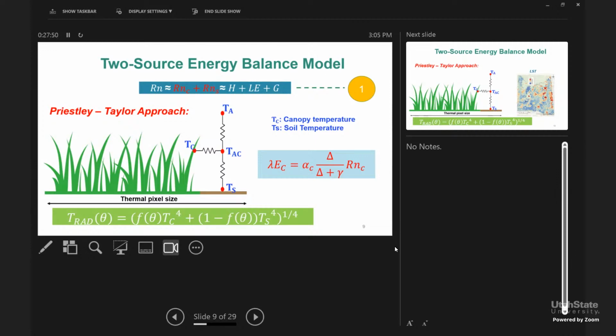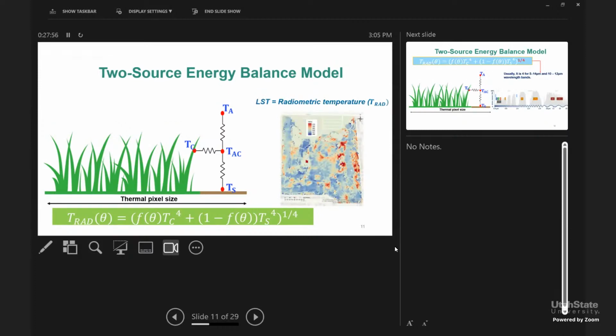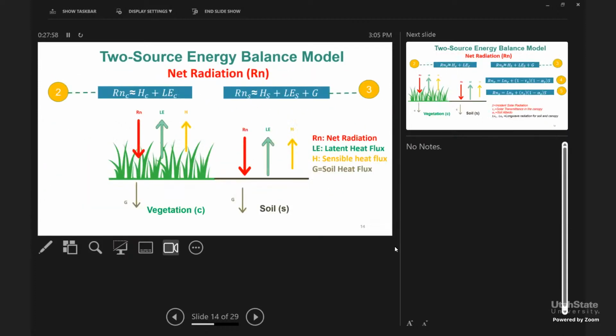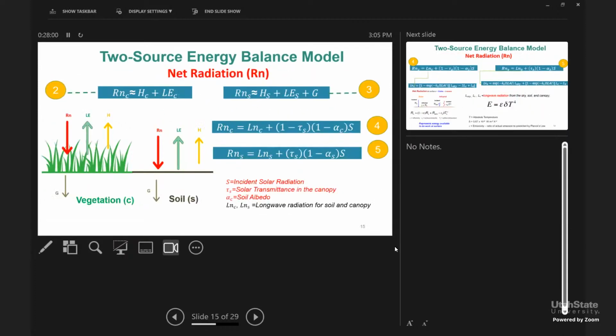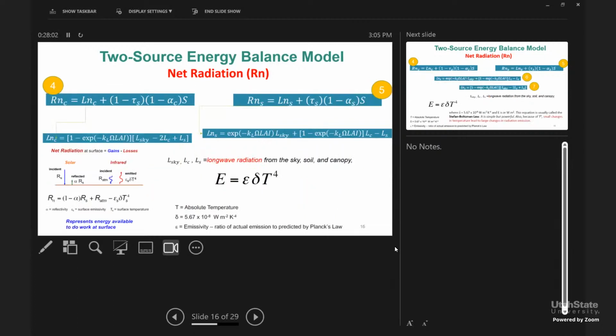So the input comes from the sun, and the output is the energy that bounces back to the atmosphere, but also the heat that we're losing that warms up the soil. So balancing both sides, we can just calculate whatever component is in one or the other side.